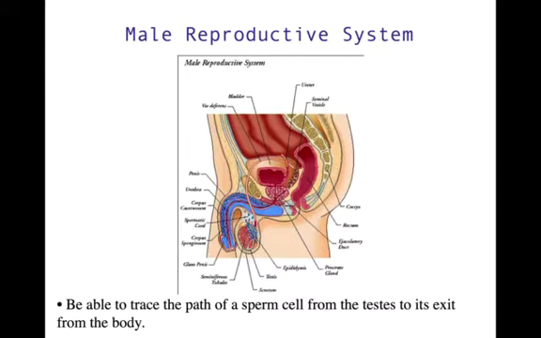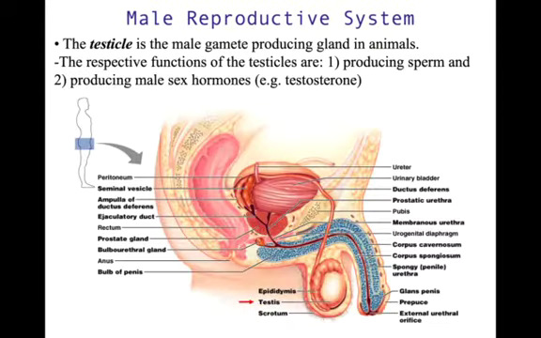Be able to trace the path of a sperm cell from the testes to the outside of the body. Starting here at the male primary gonad, which we call a testes, plural, or testicle, singular. What's the function of the testes? Number one, it produces sperm. This is where meiosis occurs to produce haploid gametes called sperm in males. It also produces sex hormones, testosterone for example.